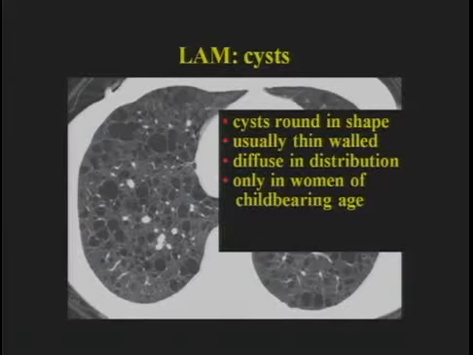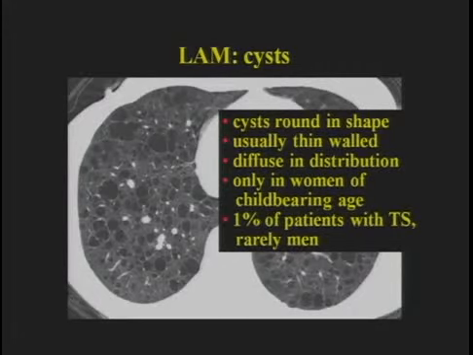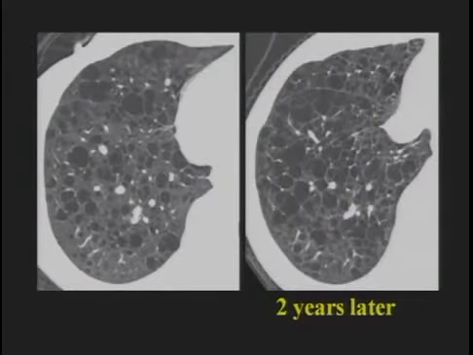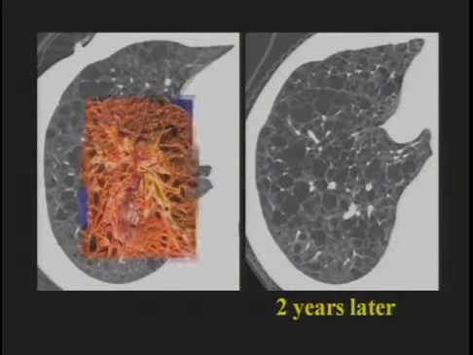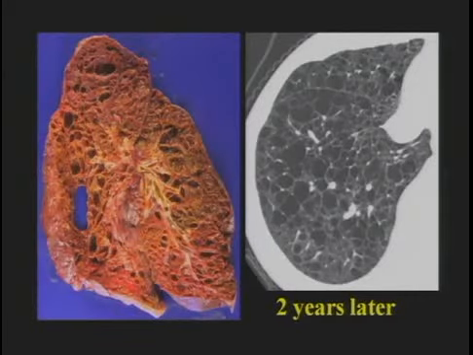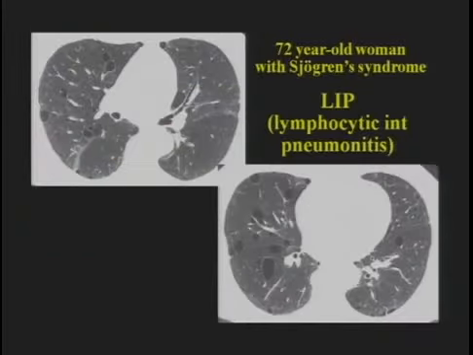These occur only in women of childbearing age. I have seen one man with LAM. It was associated with tuberous sclerosis. Otherwise, these are all women that are childbearing age, sometimes older. This is not going to go away if you go into menopause. You occasionally present later on, but usually childbearing age. 1% of patients with tuberous sclerosis show this sort of appearance, rarely in men. And here, the cysts at baseline, 2 years later, they're bigger and more numerous, and this is her lung at lung transplantation, diffuse lung involvement.